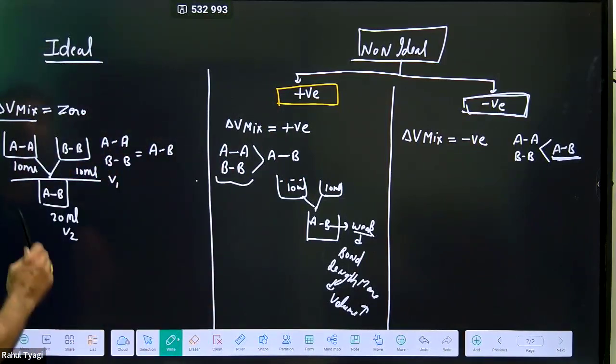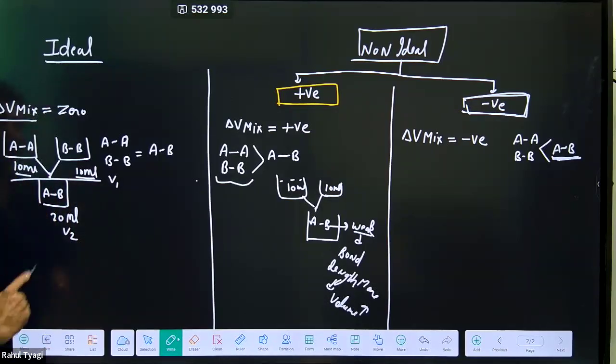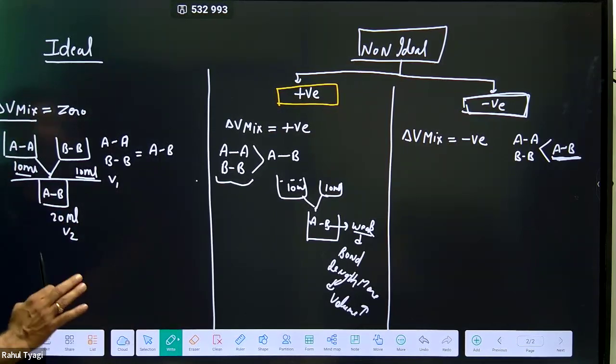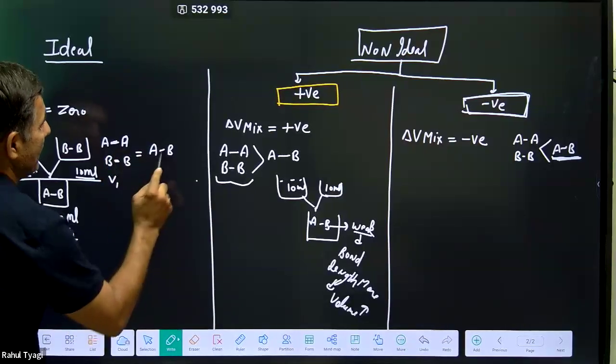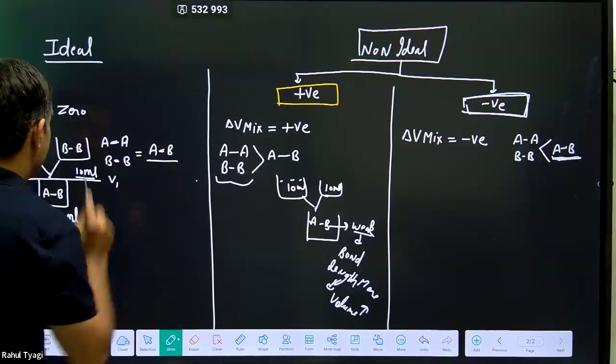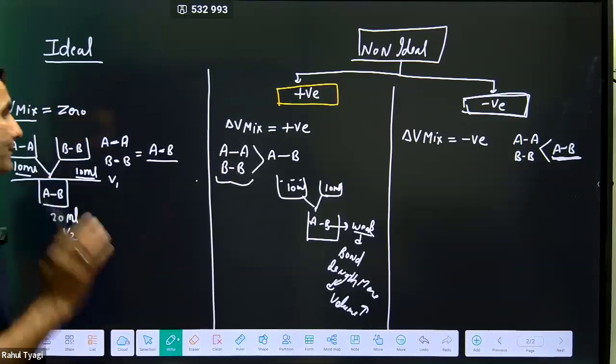What will happen in the negative deviation? The bond strength of AA and BB is weaker than the bond strength of AB. That's why if suppose I am taking 10 ml of this one, 10 ml of this one, and I mix this one, 20 ml of AB will form exactly. How is it exactly 20 ml that will form? Because the bond strength of AA and BB are equal to AB. So there is no change in volume. That's why 20 ml of volume will form.